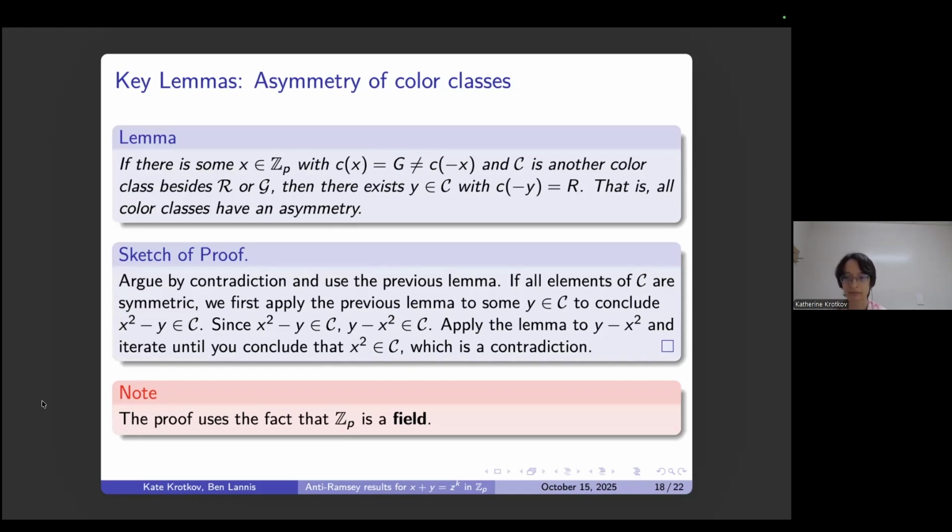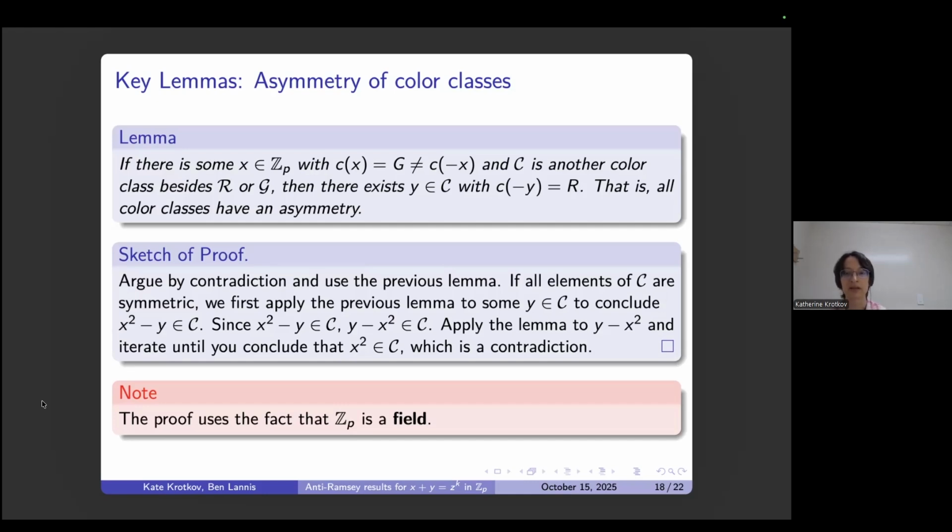And so we apply the lemma again to y minus x squared, and then we get that x squared minus y minus x squared is in C, which is 2x squared minus y. You can repeat this argument to show that kx squared minus y is in C for all natural numbers k. And it turns out that kx squared minus y equals x squared has a solution for k, which means that x squared is in C. And that's going to be a contradiction because x squared has to be either green or red by the previous lemma, or by the first lemma.